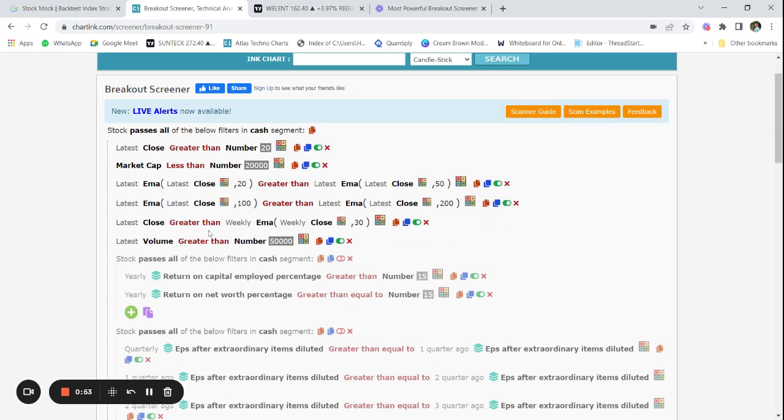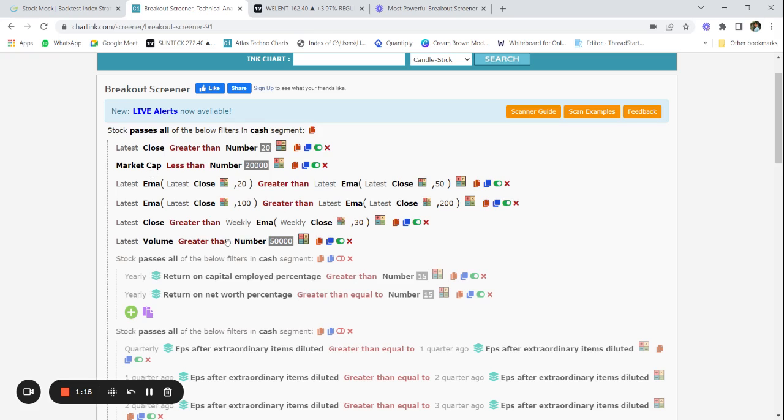After that, latest close has to be greater than the weekly 30 EMA. This is to identify the stage analysis of the stock, and it should be above the 30 weekly moving average line, and latest volume should be greater than number 50,000. Now this means that the latest volume that occurred in the stock has to be greater than 50,000, or the average volume has to be greater than 50,000.